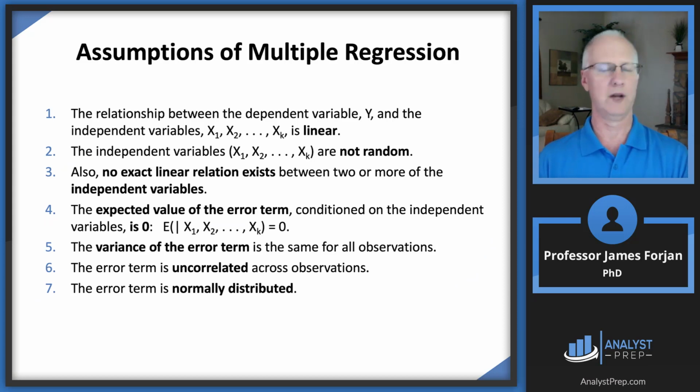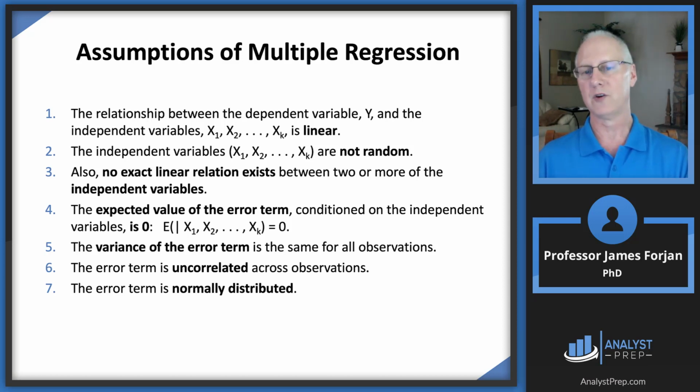Independent variables are not random. There is no exact linear relation between two or more of the independent variables. So on the right-hand side of that multiple regression model, you can't have two variables that are highly correlated, right? Because if they're highly correlated, then they have a relationship. They're not independent. And so if they're perfectly correlated, and we'll talk about this in a few slides, you have two variables who are trying to explain one variable, and if they're perfectly correlated, then you don't need both. That sounds an awful lot like misspecification.